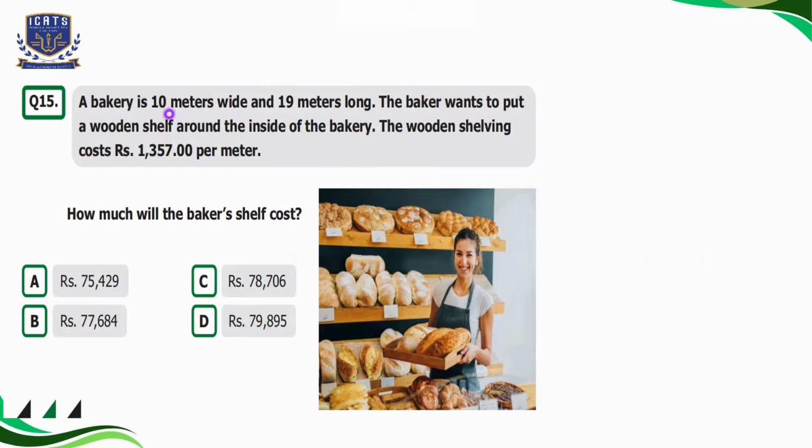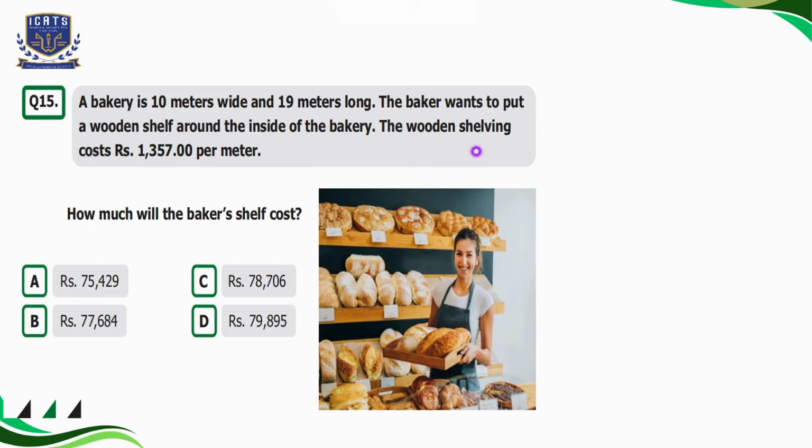Question number 15. A bakery is 10 meters wide and 19 meters long. The baker wants to put a wooden shelf around the inside of the bakery. The wooden shelving costs 1,357 rupees per meter. How much will the baker's shelf cost? So here 4 options are given to us.